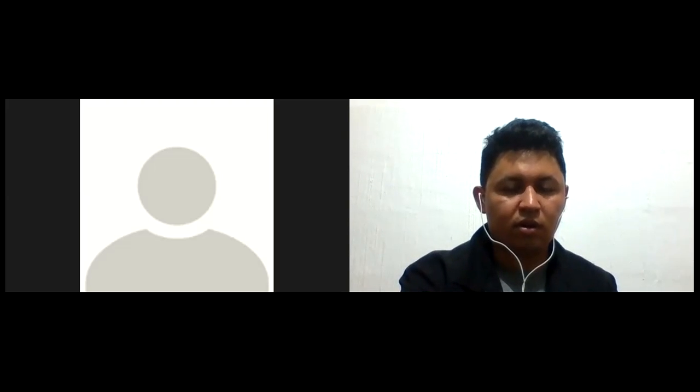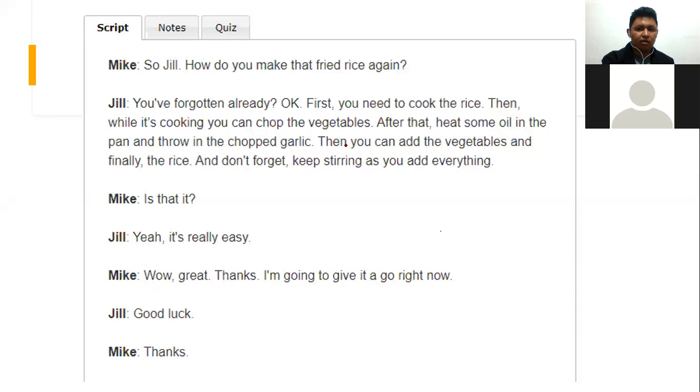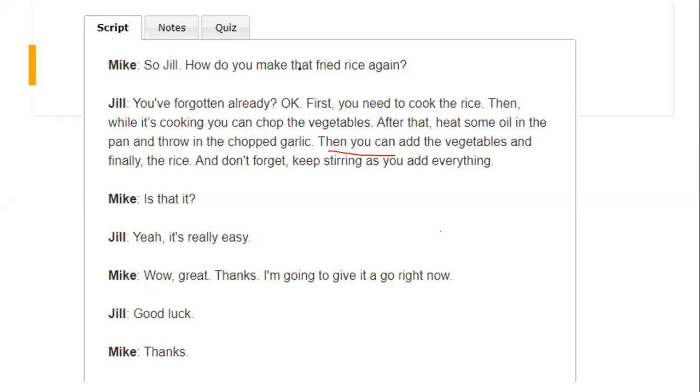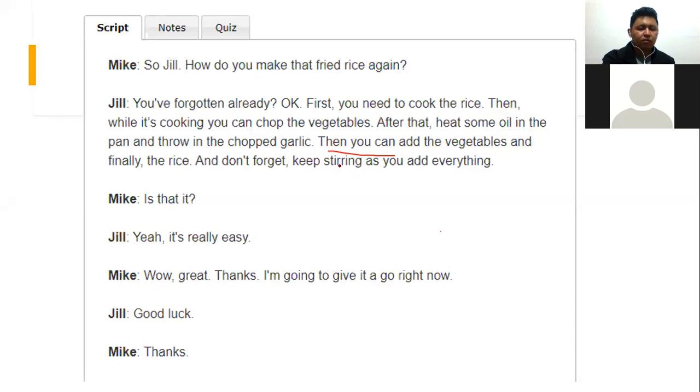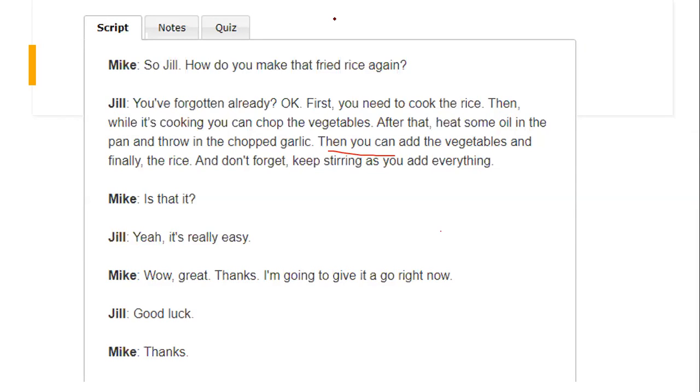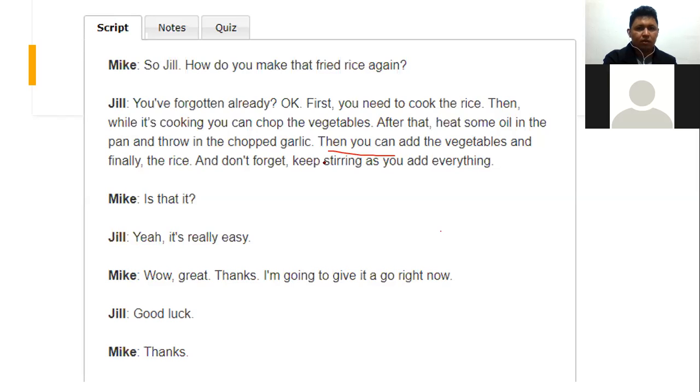Yeah, that's it. You know, her internet connection is failing. Could you finish, please, Raquel, if you don't mind? Then you can add the vegetables and finally the rice. And don't forget, keep this. No, I don't know what is the pronunciation. Yeah, it's stirring. Stirring. Okay, keep stirring as you add everything. Yeah, keep stirring means, you know, like mixing. Okay, mixing, verdad? Yes. How do you say batir or mezclar when you're just doing that, right? With the food, that's stirring. Okay. Stirring, okay. Yeah, stirring.